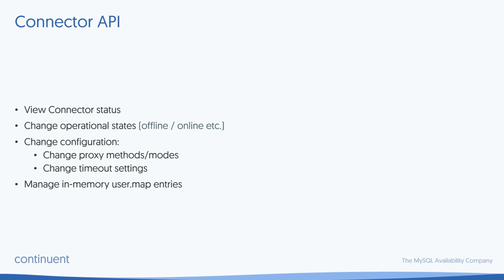The connector API can be used for viewing the connector status, looking at and changing the operational states of the connector, offline, online, etc. You can change the configuration, so you can change the proxy methods and the proxy modes, various timeout settings. A lot of the properties that you can change in the INI, you can change here by using the API. You can also manage the in-memory user map entries, bearing in mind though that if you change it in the API, it is only changed in memory. So if the connector were to restart, any of these properties would be lost. So you would need to make the changes to the files if you want them to be kept throughout the running state of the connector.